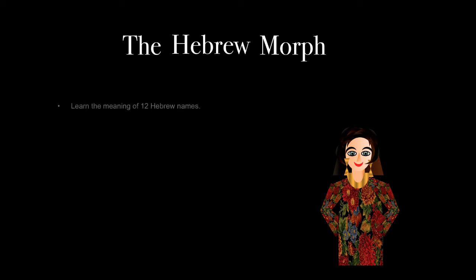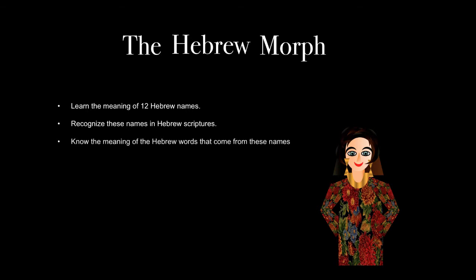So the Hebrew morph. You learned the meaning of 12 Hebrew names. And you learned how to recognize these names in Hebrew scriptures, which I think is pretty good. And also, you know the meaning of the Hebrew words that come from these names. And you also learned how to recognize these words in Hebrew scriptures. And because you had access to these words, you began to understand how Hebrew forms sentences.